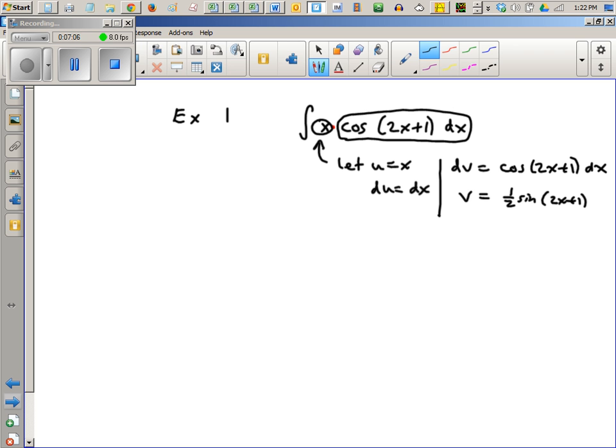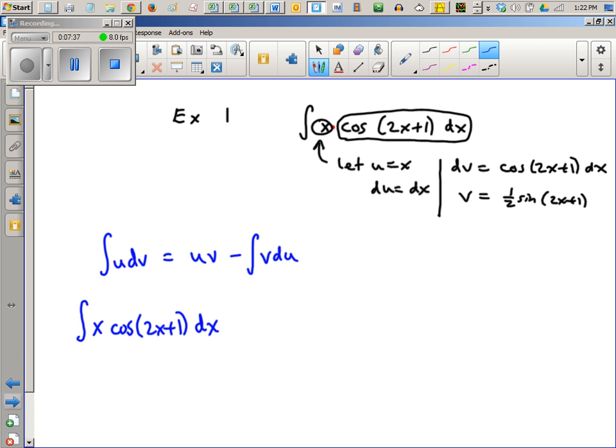Okay, so watch what happens. We have a brand new formula. Let's write it. It's the integral of u dv equals uv minus the integral of v du. We got this from integrating the product rule. Let's plug in everything. So what is the integral of u dv? Well, it's x times dv, so that would be cos 2x plus 1 dx. So that's just the original problem. The integral of u dv is the original problem.